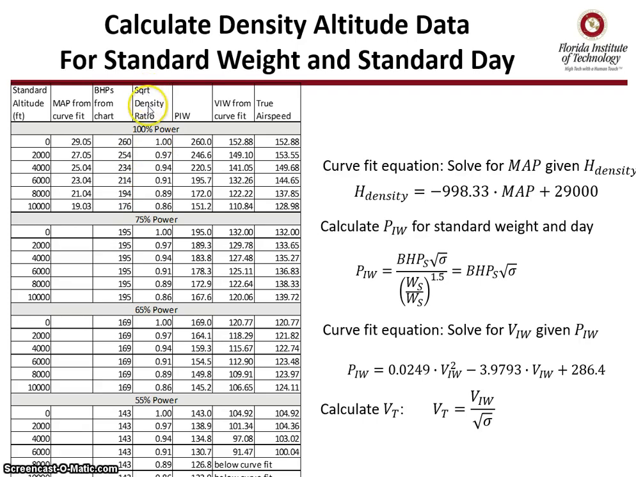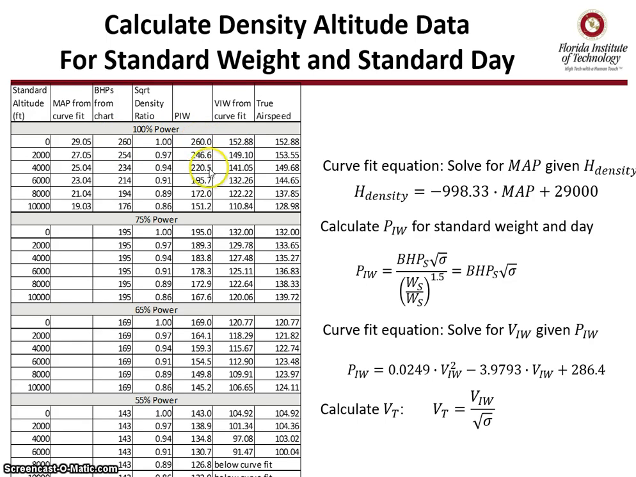We'll also calculate the square root of the density ratio on a standard day for all those altitudes. And next we'll calculate PIW using our equation, which is our brake horsepower for standard day times the square root of sigma, our density ratio. And in this case, our weight ratio is the standard weight over the standard weight, or 1 to the 1.5. So our PIW data here is just really the brake horsepower for standard day multiplied by the square root of sigma, or these two columns multiplied by each other to give us PIW.